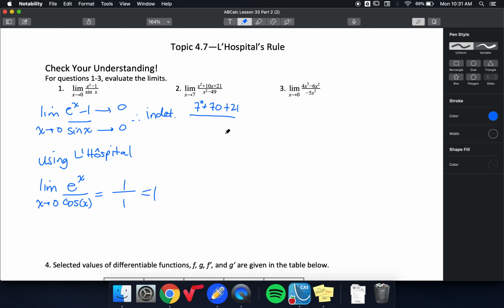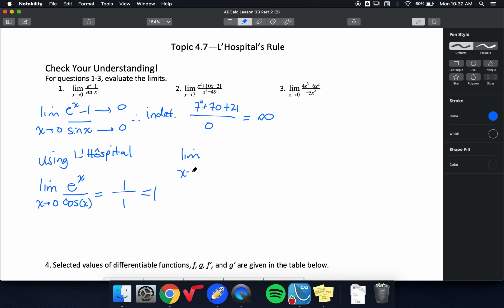All right, limit as x goes to 7, well, 7 squared plus 70 plus 21 is not 0. My guess is that this is supposed to be a negative 7. Because if it's not a negative 7, I get this positive value over 0, which would then imply infinity.